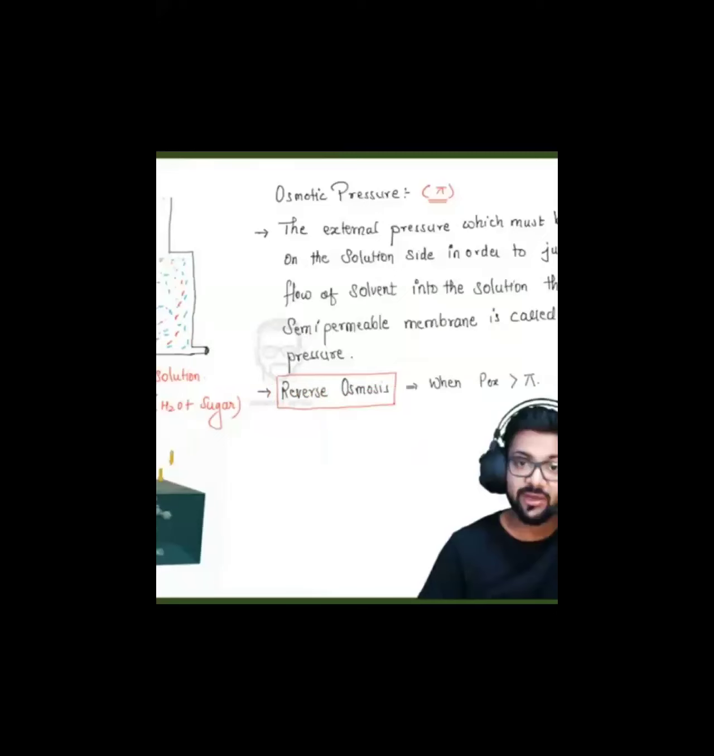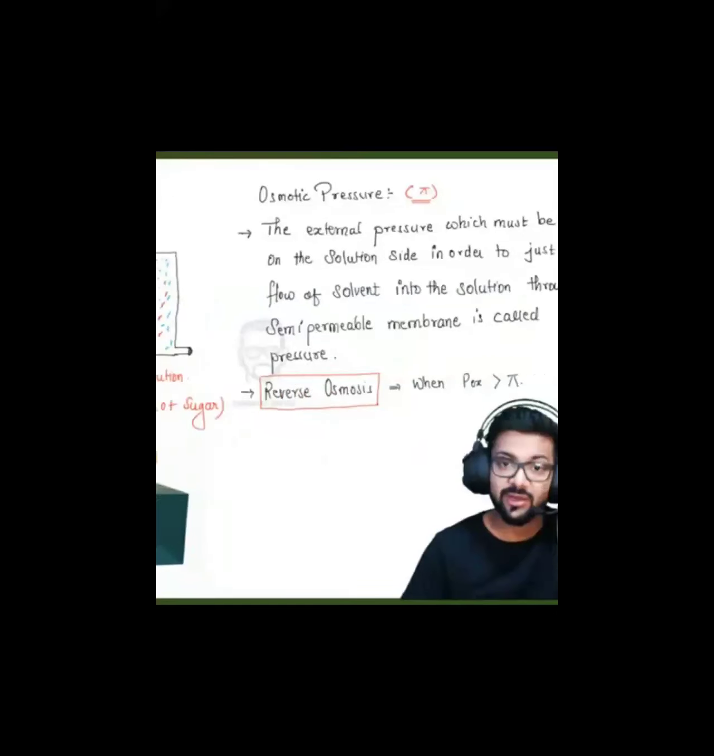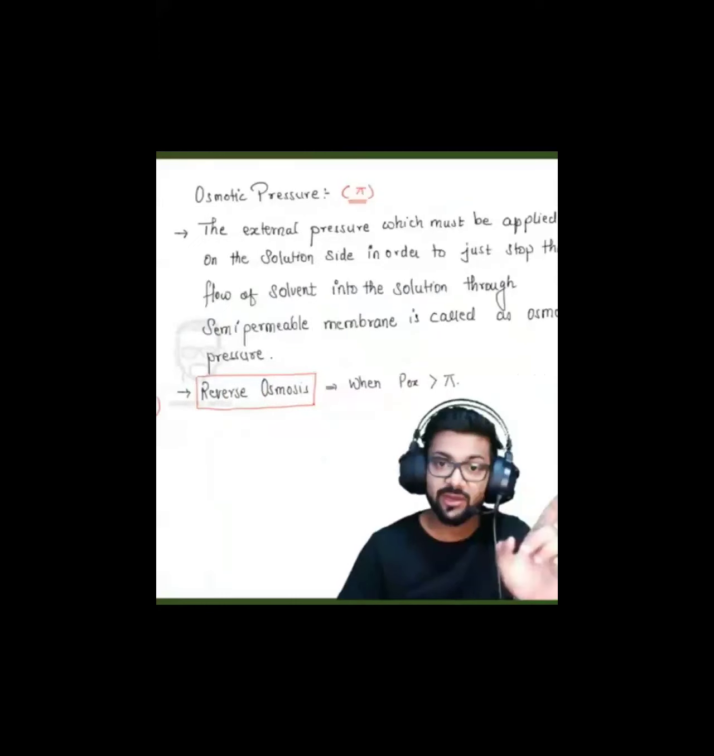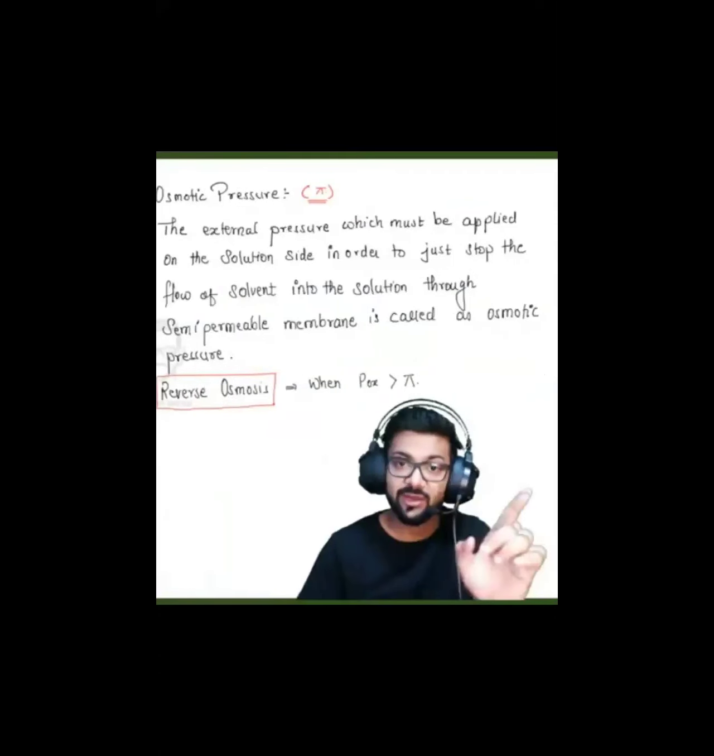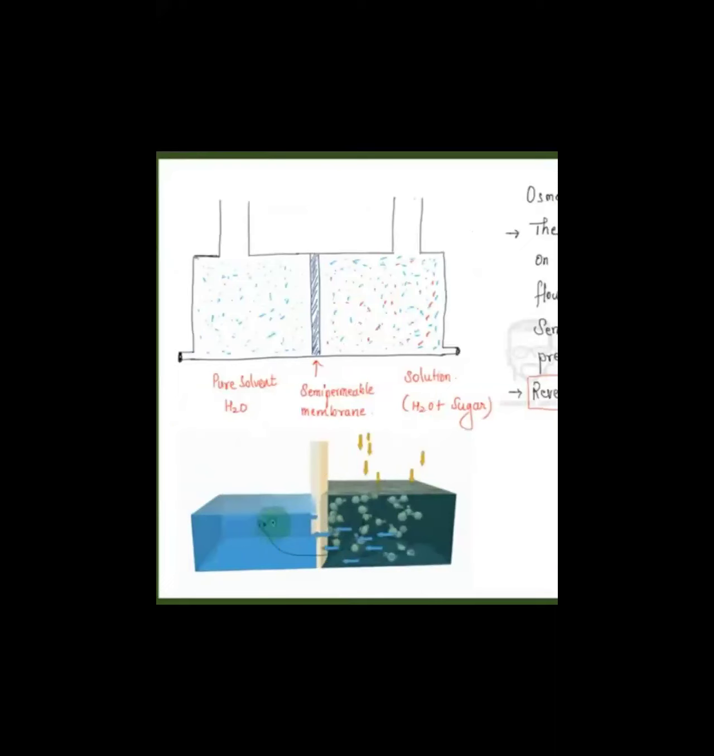In this diagram, there is an external pressure which must be applied to the solution. Suppose this is the pure solvent. The pure solvent has a natural process of going to the solution through the semipermeable membrane. So what is the characteristic or specialty of the semipermeable membrane? It allows flow in one direction, so pure water can go to the solution side.